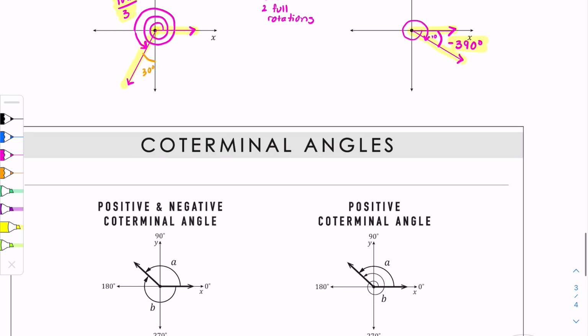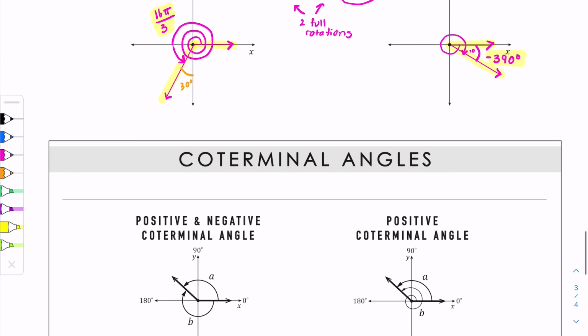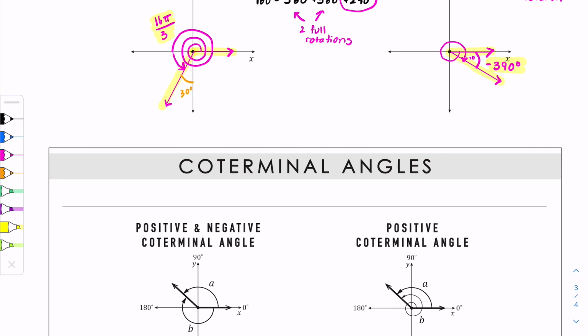All right, next we're looking at coterminal angles. So coterminal angles are two angles that have the same initial and terminal sides, but different angle measures.